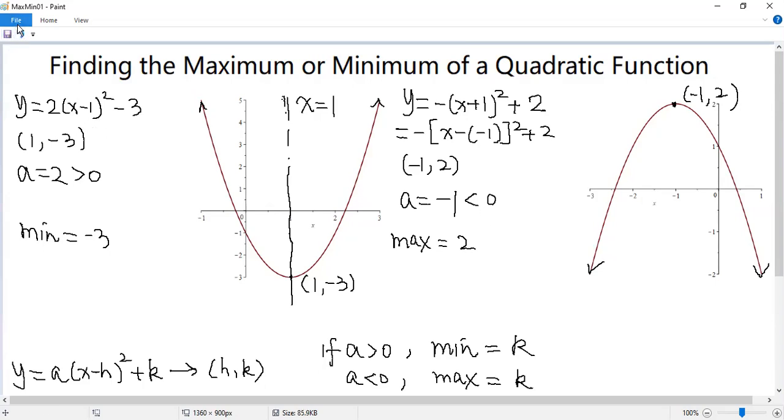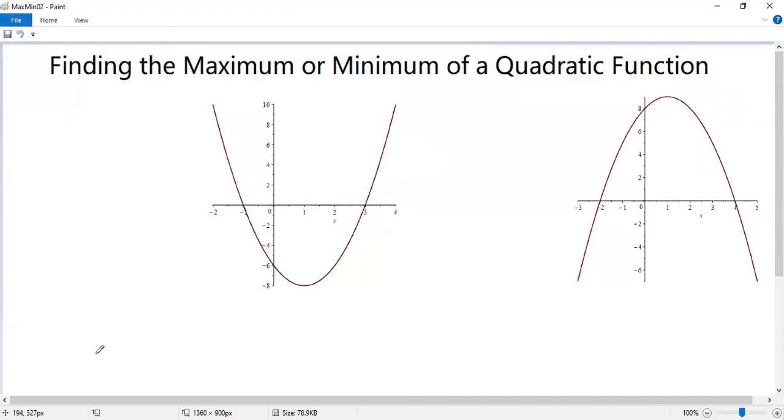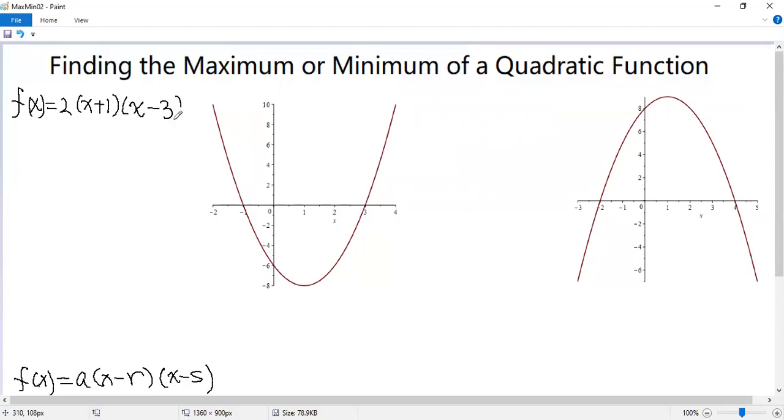Now, let's look at the second form, factored form. If we are given a function f of x equals a times (x minus r) times (x minus s), we know r and s are zeros of the given function. Let's see an example. f of x equals 2(x plus 1)(x minus 3).